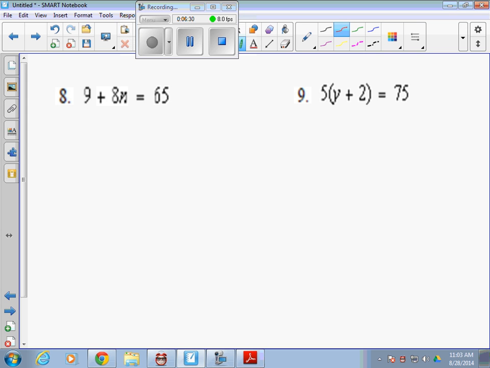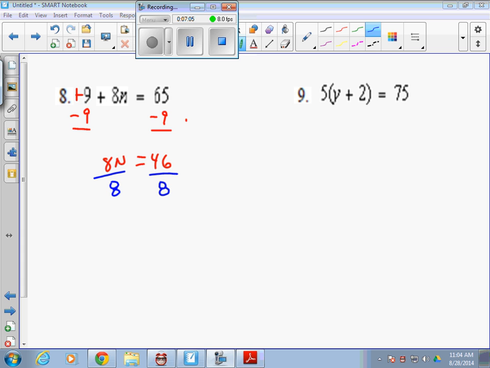Number 8 says 9 plus 8n equals 65. Again, undo the addition and subtraction first, the positive 9, by subtracting it. 65 minus 9 is going to be 46. 8n is equal to 46. Then cancel out the multiplication of 8 times n by dividing by 8. Do the same thing on the other side.